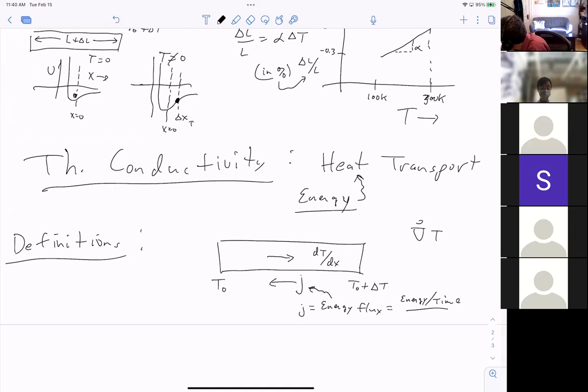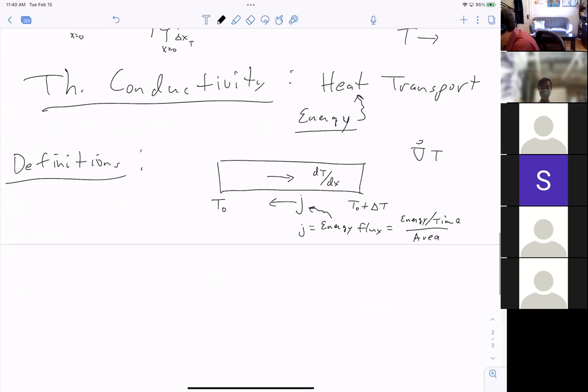You all know about flux. Maybe you haven't thought about it for a while, but you can have a flux of anything: flux of water, flux of electrical current, flux of cats. Frogs can fall from the sky and you can have a flux of frogs. It's just going to be the stuff, water per time per area. That's the flux of water. So just remind yourself what flux is.